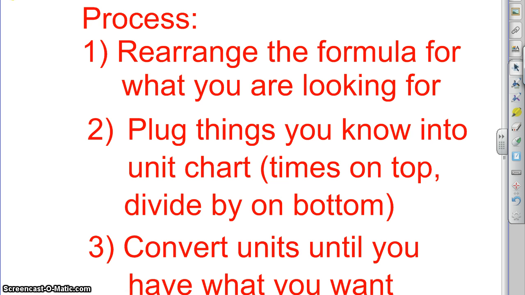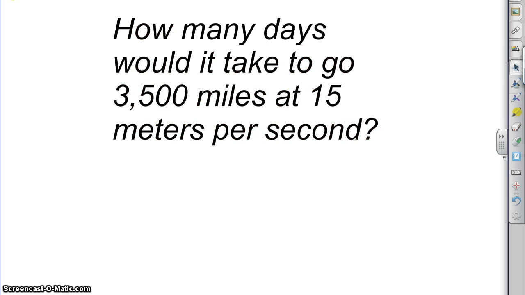Now, I'm not sure how helpful that list is. You really kind of learn this by example, but that's the general flow. We're going to rearrange the formula, get what we want on one side, plug the things in we know using that formula, using the chart, and if any of the units don't cancel out to give us what we want, we have to convert them. So what does that look like?